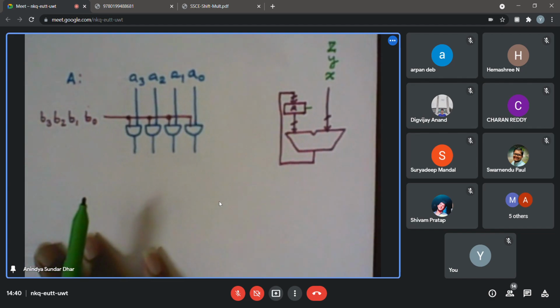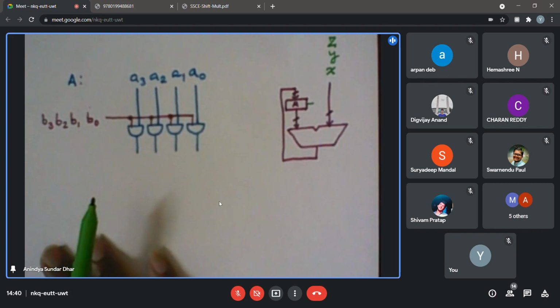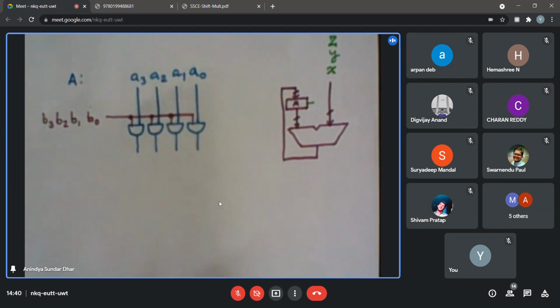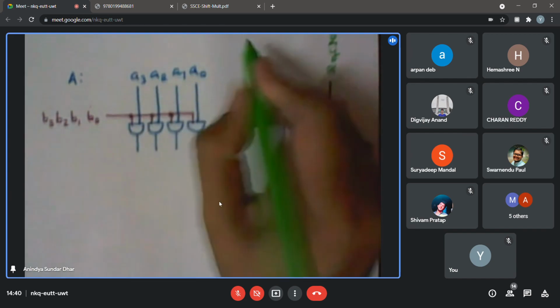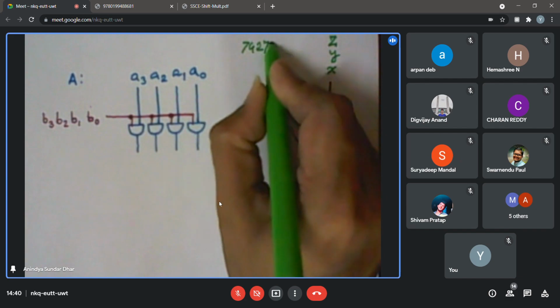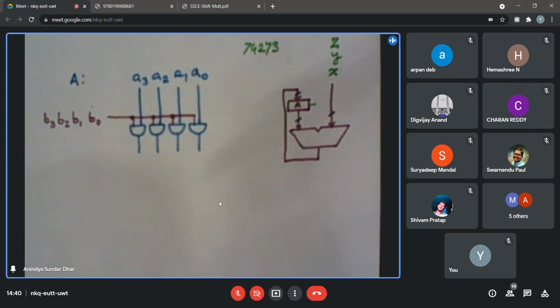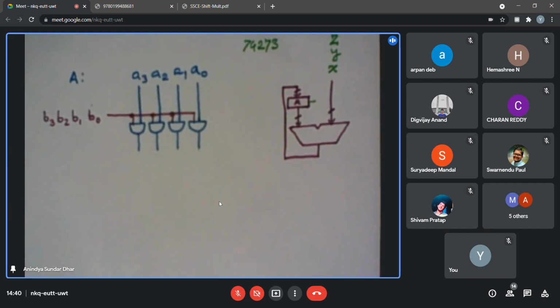Do you remember what register you used in your last experiment? 74273. Okay, 74273 has a provision of reset. It is basically an 8-bit register. Otherwise, there is something called 173. I do not think we use that in the lab, but that 173 is a 4-bit register. Let me check it once: 74173 4-bit D-type register, yes, clear is there. But since you have already used 273, you may use 273.